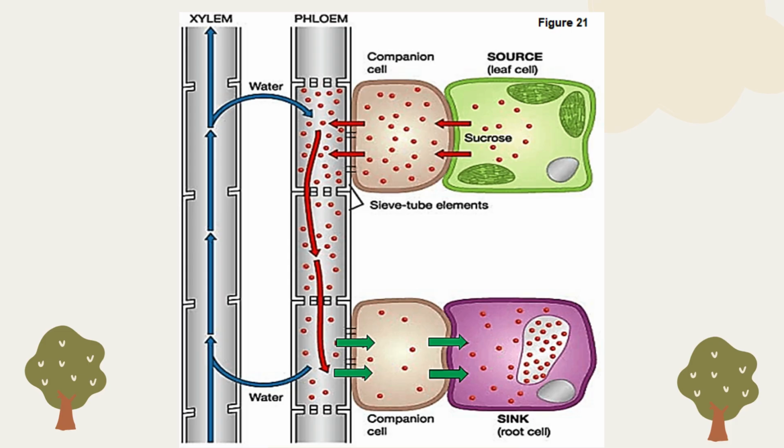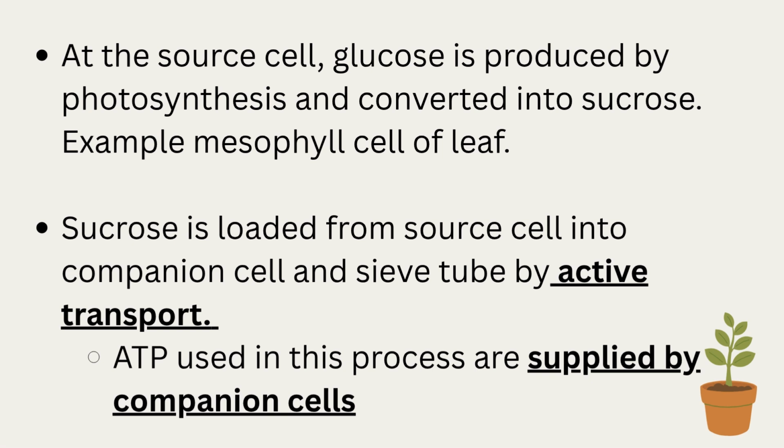This diagram shows the overall process of the pressure flow hypothesis in phloem, starting from the source cell, sugar source, into the sink cell, sugar sink. At the source cell, glucose is produced by photosynthesis and converted into sucrose. Example: mesophyll cell of leaf. Sucrose is loaded from the source cell into the companion cell and sieve tube by active transport. And the ATP used in this process is supplied by companion cells.